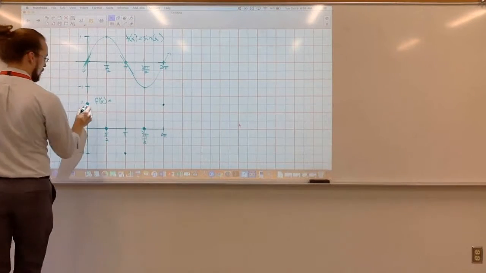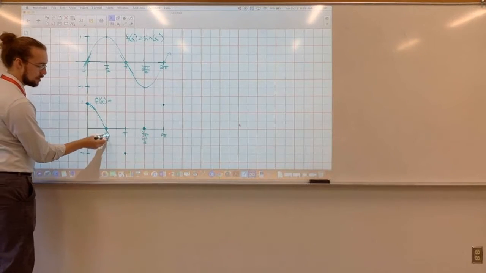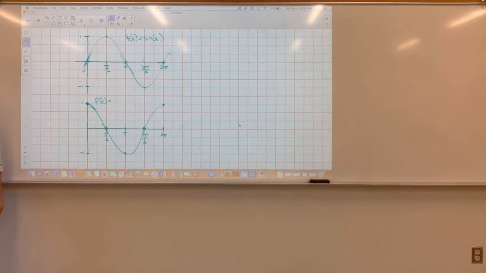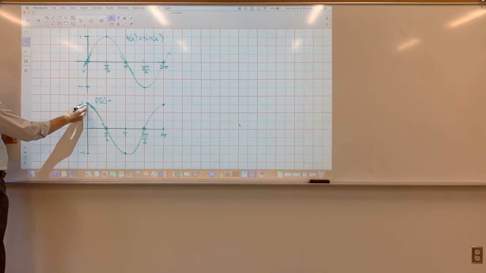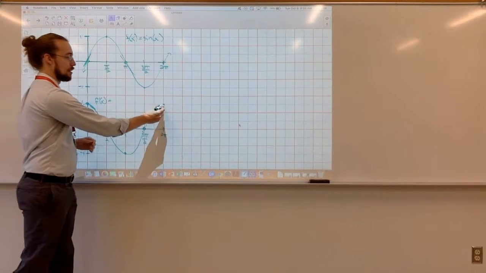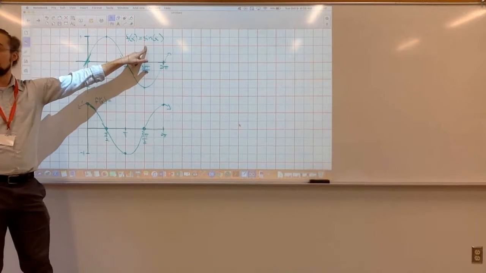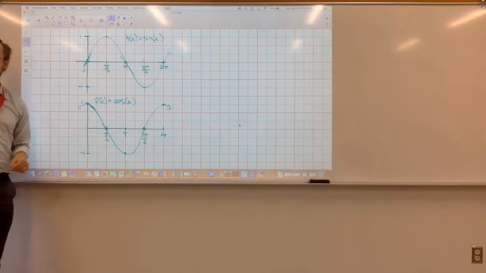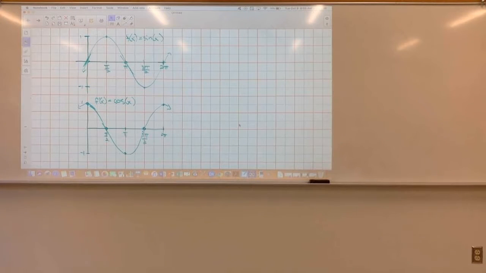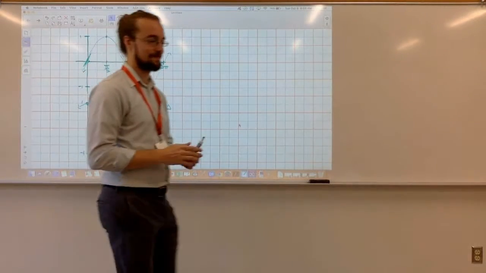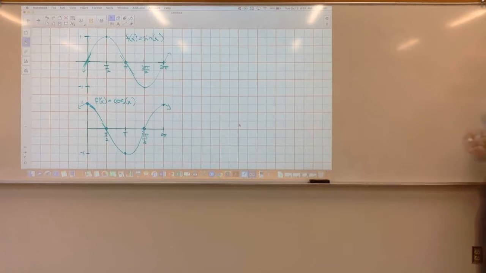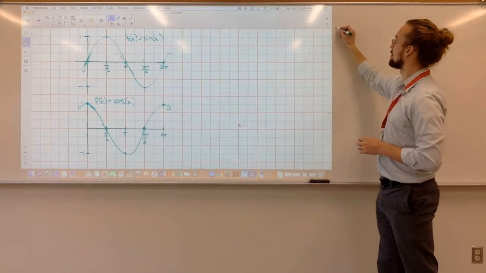So if I connect these dots, what's that graph? Cosine. That is cosine. The derivative of sine is cosine. Really easy. The derivative of sine is just equal to cosine.